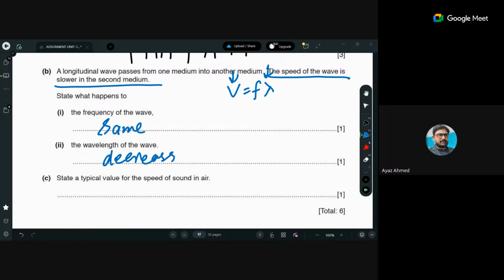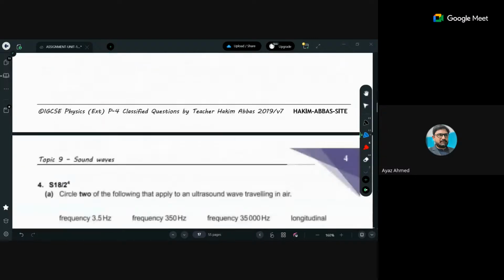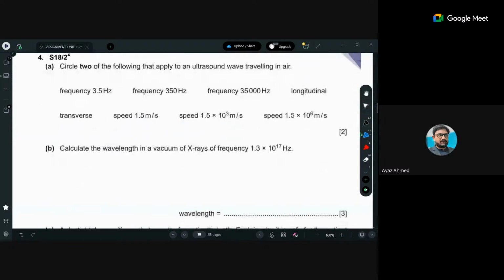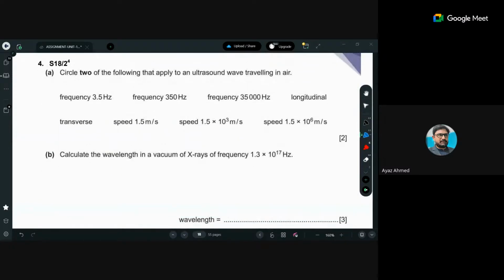Okay, and state the typical values of the speed of sound in air. Yes, 330 meters per second. You can write 330 to 340 with unit, any value. Okay, should I move on?